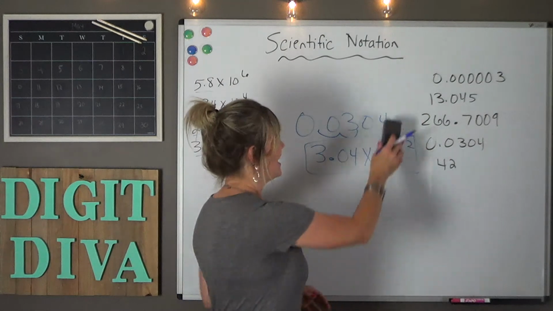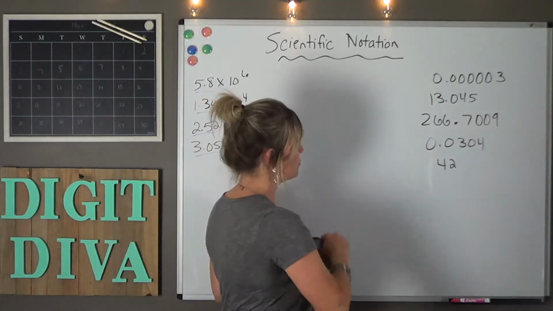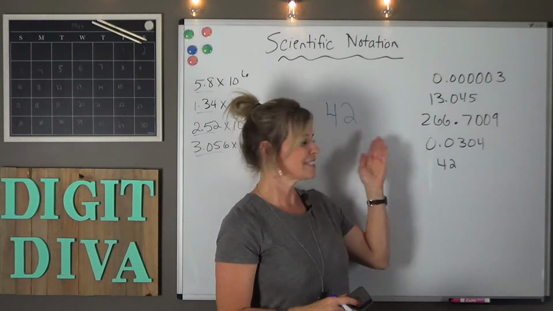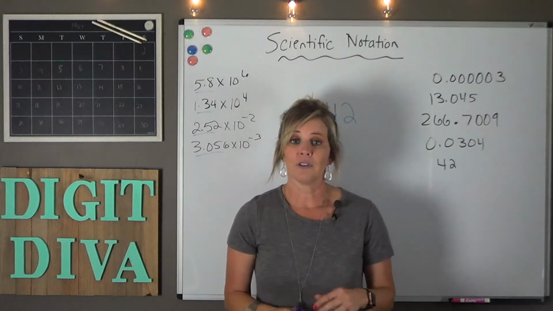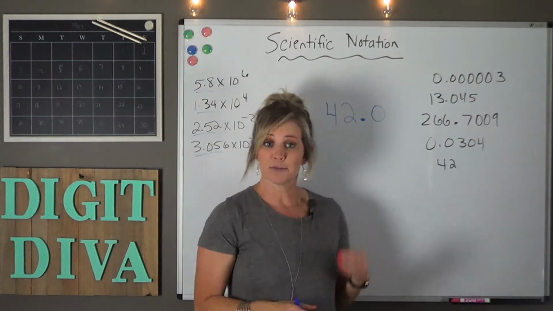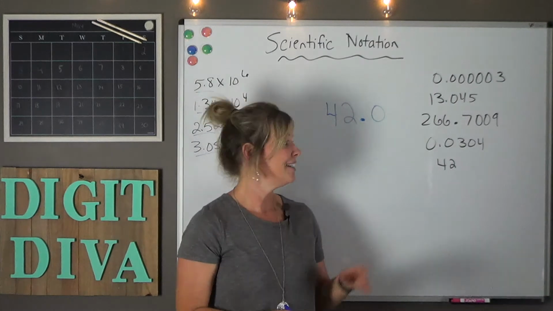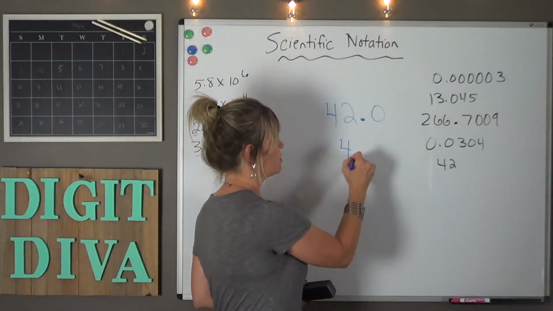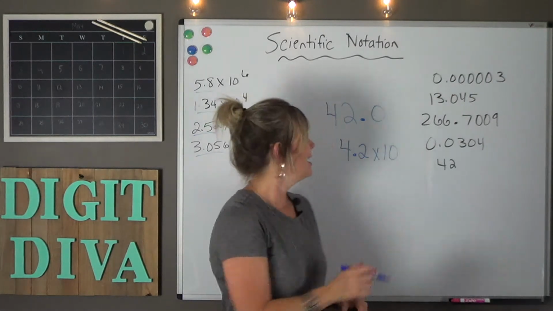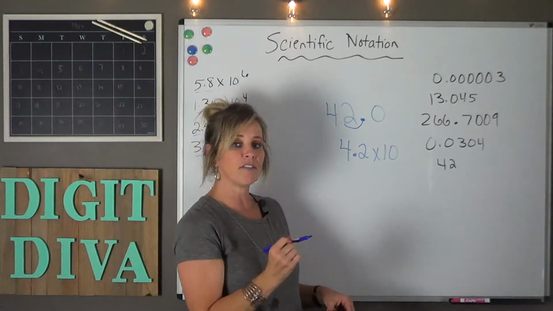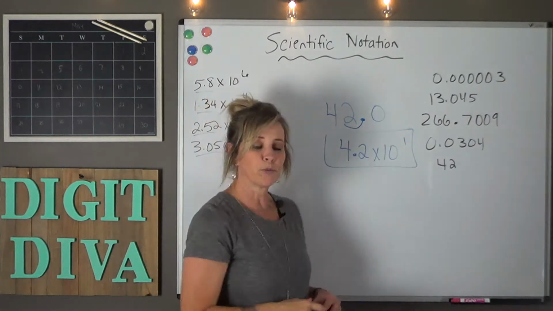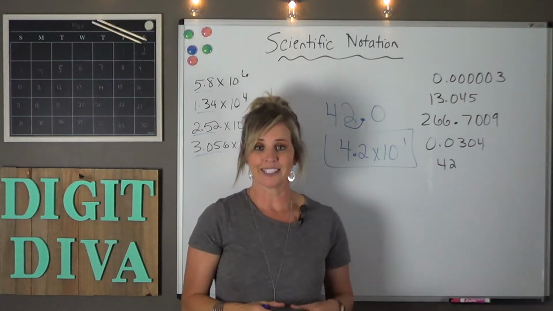Okay? Last one is 42. And sometimes this confuses my students because they don't see a decimal. I want you to realize that any whole number can be written as a decimal by putting a decimal point behind it at the end. Okay? My first whole number is a 4, so it would be 4.2. 4.2 is a number between 1 and 10. How many times did I have to move to get behind the 4? 1 time. Okay? So my final answer is 4.2 times 10 to the first, or just times 10.